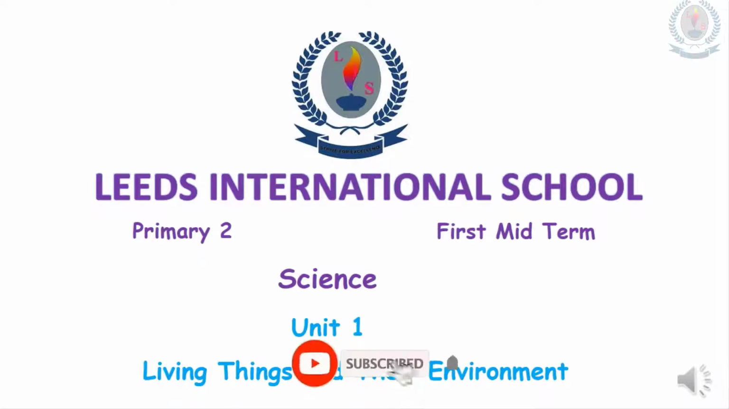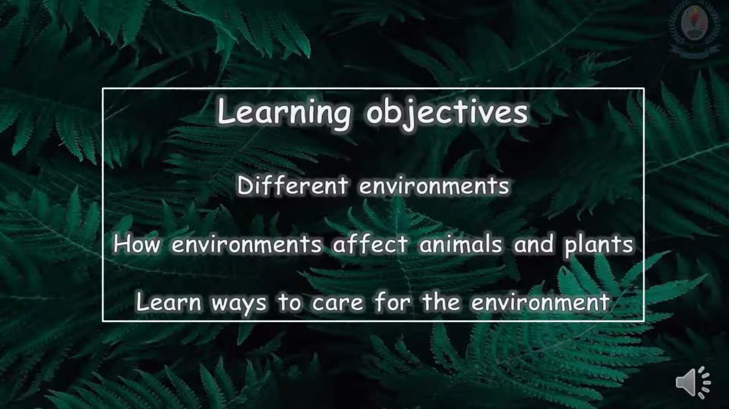Leeds International School, Primary 2, First Midterm, Science, Unit 1, Living Things and Their Environment. The learning objectives are to learn more about different environments, how environments affect animals and plants, and to learn ways to care for the environment.